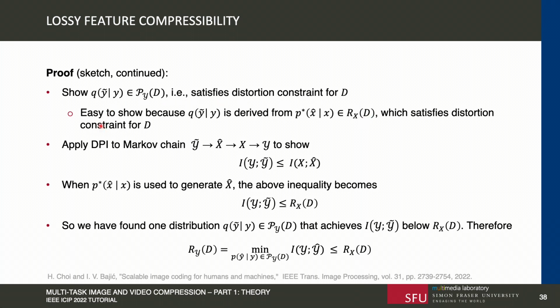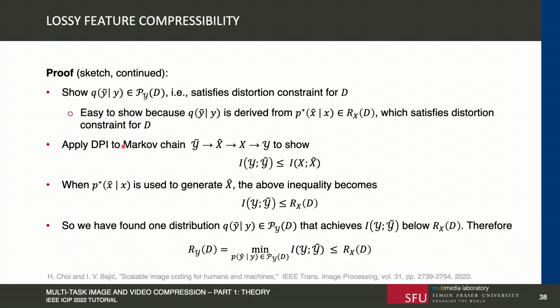So this basically shows that Q of y tilde given y is one of the feasible quantizers for the features at that output distortion level D. So that's the first point to note.